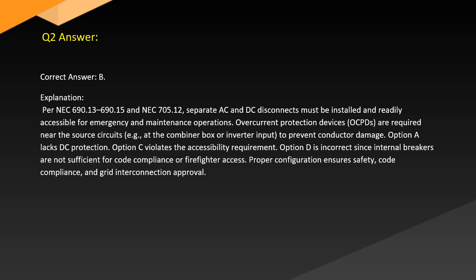Option A lacks DC protection. Option C violates the accessibility requirement. Option D is incorrect since internal breakers are not sufficient for code compliance or firefighter access. Proper configuration ensures safety, code compliance, and grid interconnection approval.